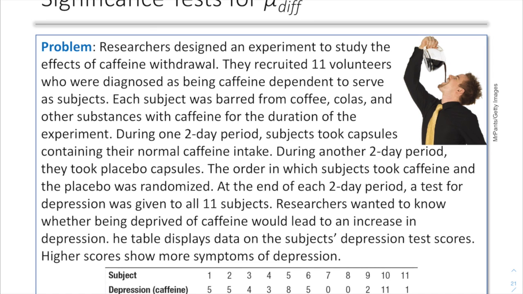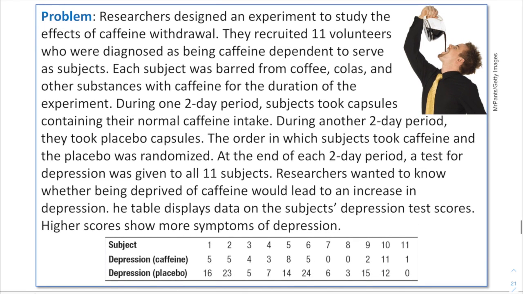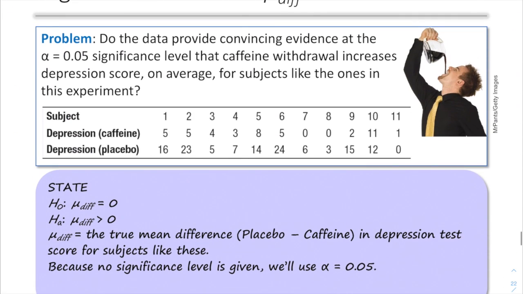Researchers wanted to know whether being deprived of caffeine would lead to an increase in depression. The table displays data on each subject's depression scores. All right, so you have the subject, you have depression with caffeine, and depression with the placebo. Okay, so we're saying that there is no difference. We want to hopefully find that the difference is actually greater than 0. The true mean difference in depression test scores for subjects like these. There's no significance level given, so remember by default, we do 5%, 0.05.